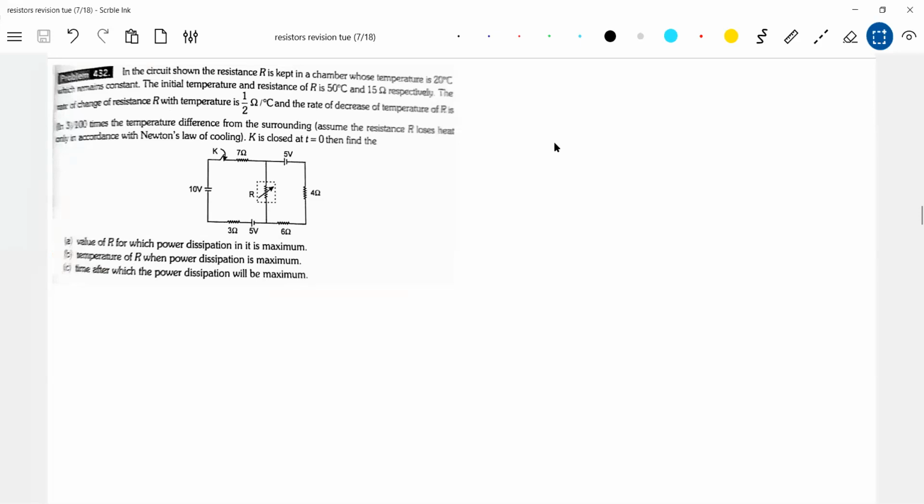Read the question. In the circuit shown, resistance R is kept in a chamber. The maximum power transfer theorem idea is what I'm bringing. Find the value of R for which power dissipation in it is maximum. Tell me what should be the methodology.